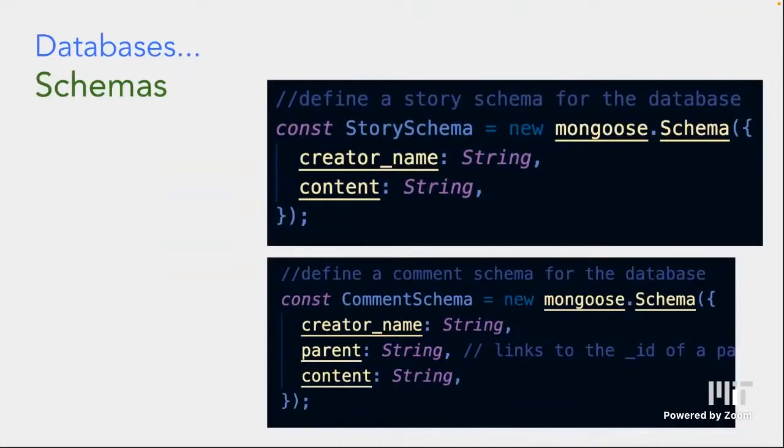And for a little review of databases, there's some number of things that you have to do. First, you have to write your schemas. So you have to tell Mongo what things in the database look like. And here we're telling it we have stories and we have comments. Each story will have a creator name and content, and each comment will have a creator name, a parent, and content.